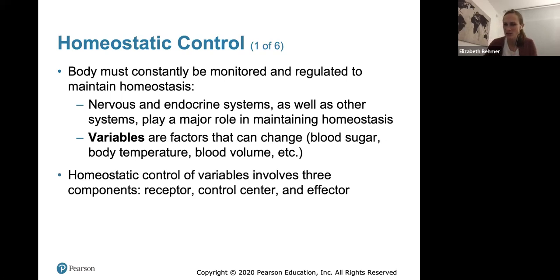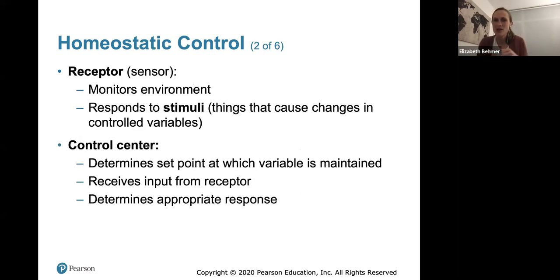Your nervous and endocrine systems play a major role in maintaining homeostasis, and variables that can change. A variable is any factor that can change in the body that your body will try to maintain relatively constant. Your blood sugar, body temperature, and blood volume are a few. The homeostatic control of these variables involves three components, which you should know: the receptor, the control center, and the effector. The receptor is the sensor that monitors the environment.